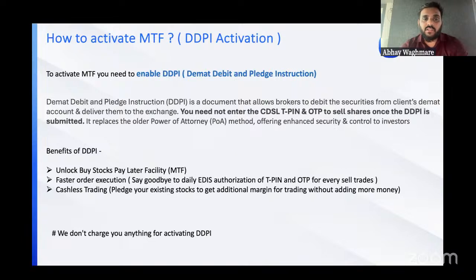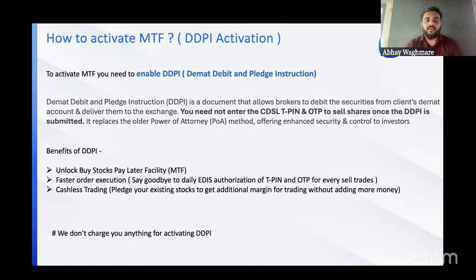Second is faster order execution, and third is cashless trading. Now, what is faster order execution? It simply means that whenever you buy stocks and when you wish to sell those stocks, whenever you sell the stocks, it will ask you for an OTP and a TPIN to sell your shares. Now, let's take an example that you don't have the TPIN handy, because the TPIN is sent to you when you open the account.